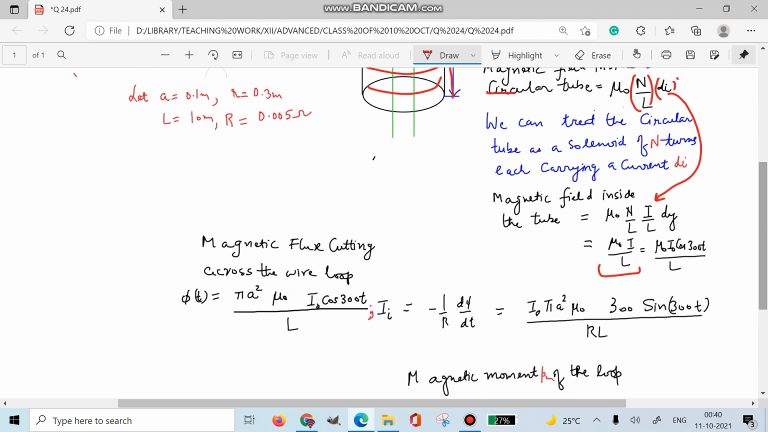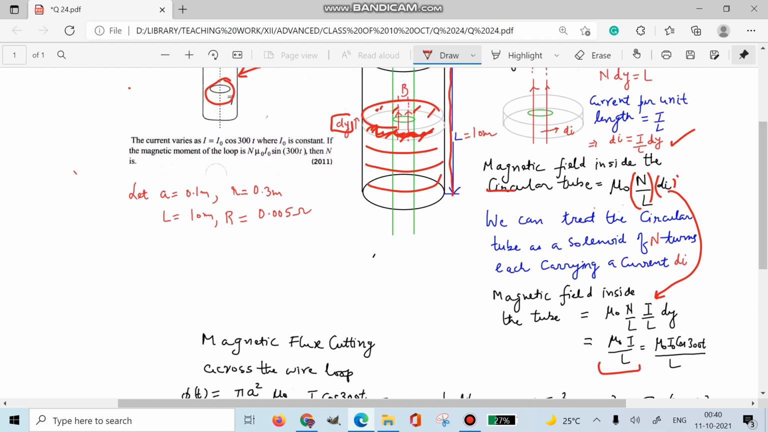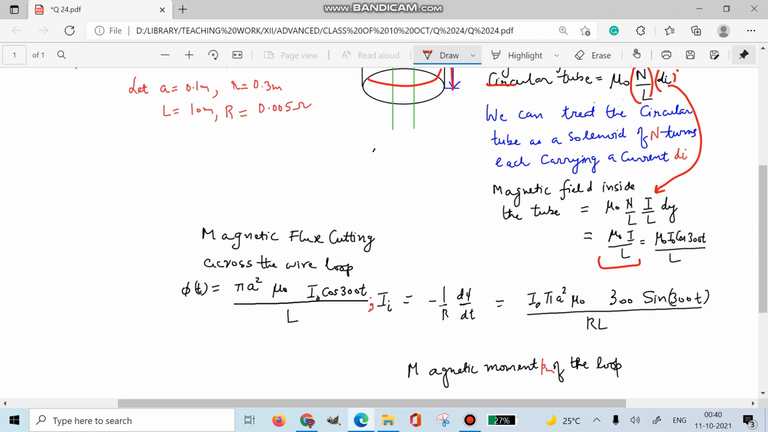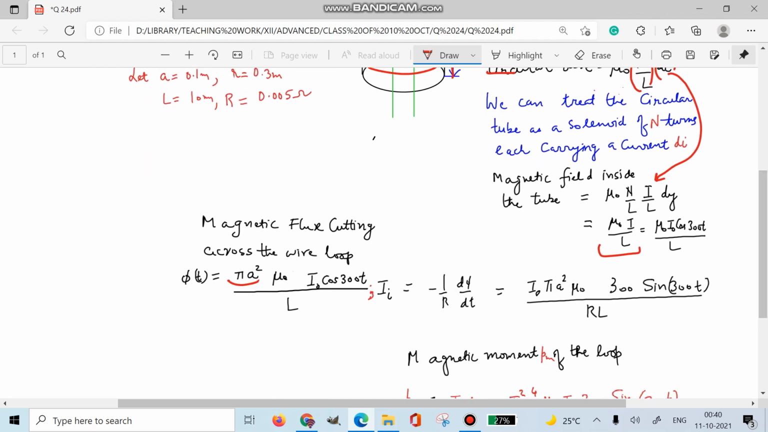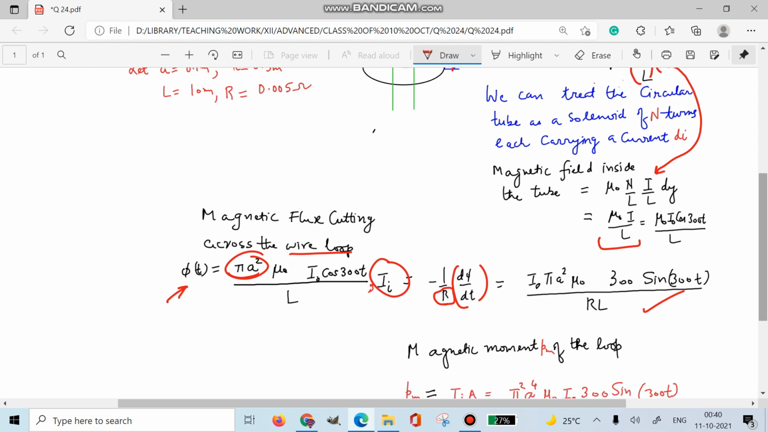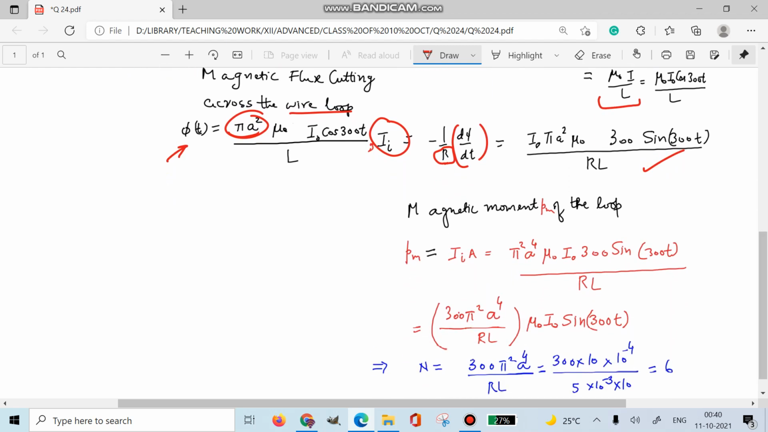inside the circular tube. Now the flux associated with this coil inside over here due to this field is simply found by multiplying this magnetic field with the area of this small circular coil inside, the wire loop, right? The area of the wire loop, and then the induced current can be found by taking the derivative of phi, which gives you the EMF, divided by the resistance of the wire loop. So that simply gives you this expression. And when you compare it with the given result, you simply get the value very easily.